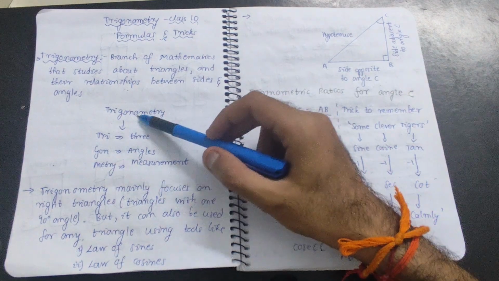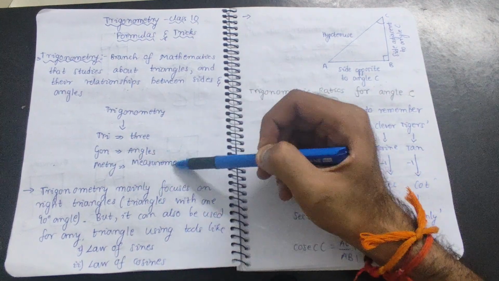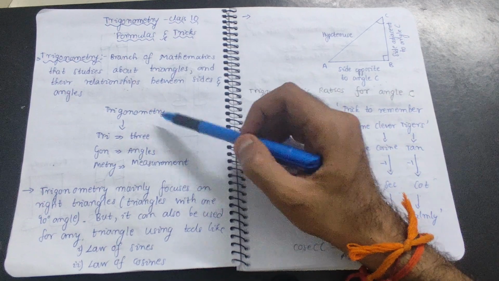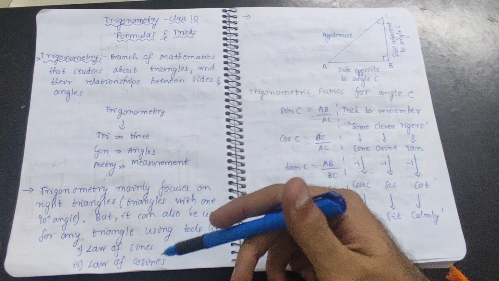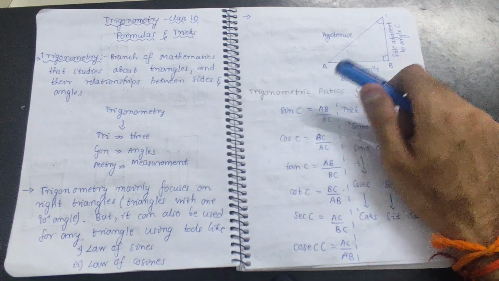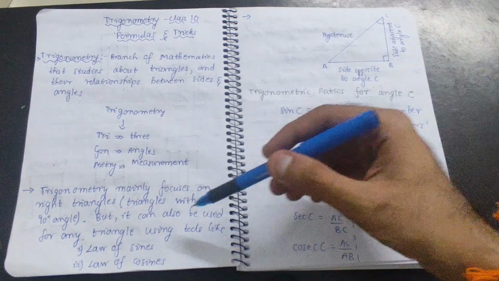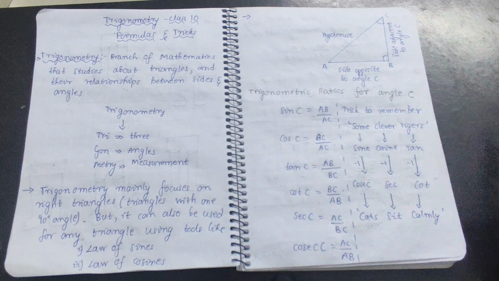So what do you mean by trigonometry? You have three angle measurements. This is trigonometry, which consists of these three words. It mainly focuses on right triangles, the triangle which has one 90-degree angle. But for any other triangle, let's say an obtuse angle or an acute angle triangle, I can use tools like the law of sines and law of cosines.